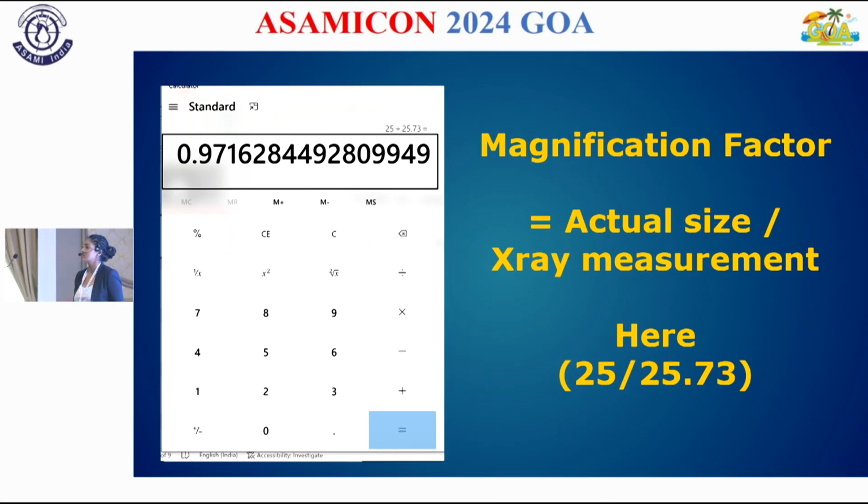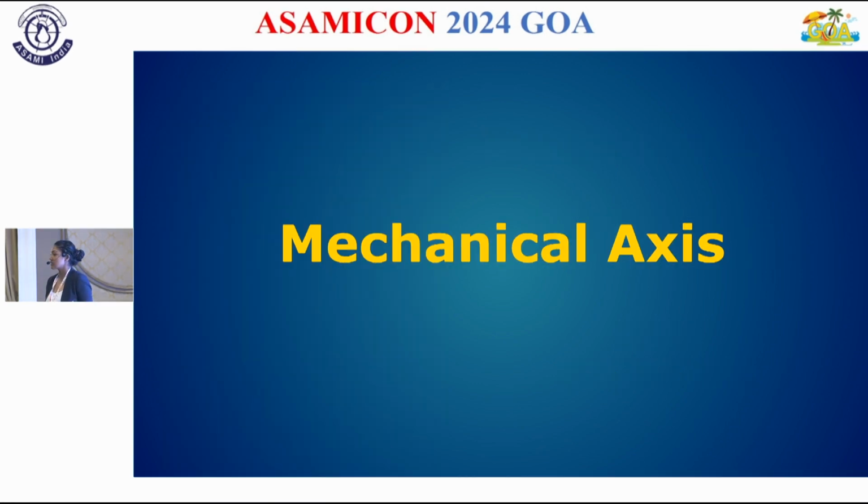Then step number 2 is you find out the magnification factor, which is you divide the original size by the X-ray measurement of that magnification marker. Here in this example, it is 25 divided by 25.73, which is 0.97. Next, we figure out the mechanical axis.